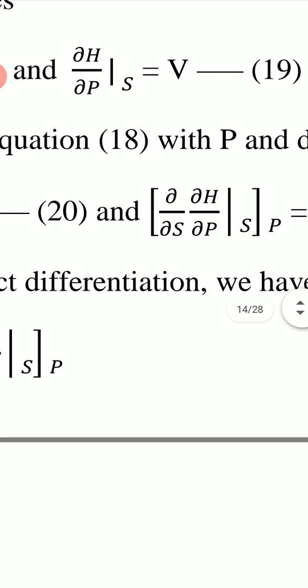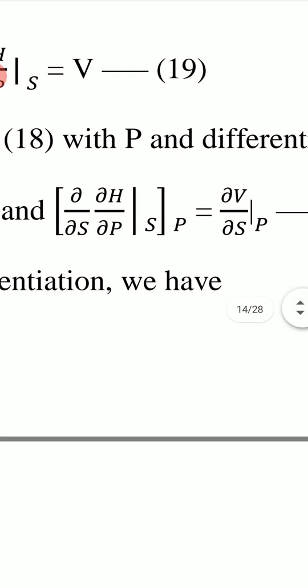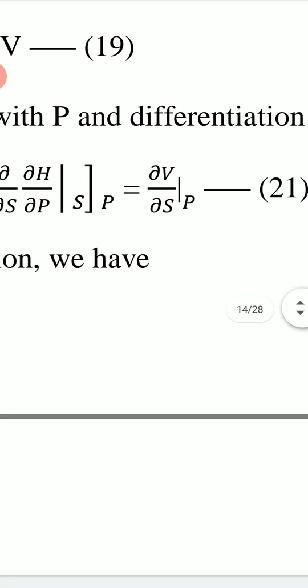Similarly, if we differentiate partially equation 19 with respect to S, keeping P constant, then we put delta upon delta S before the left hand side and right hand side of 19, and P is constant, then we get this relation 21.